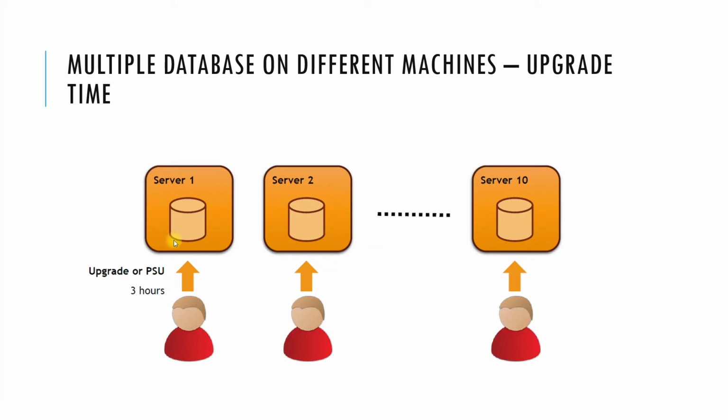Now let's talk about the upgrade time. Again, if we have 10 servers, and each server requires 3 hours of patching or upgrading, it will take around 30 hours of total DBA time. If one DBA is performing the task on one server, then that is 30 hours of DBA time, which is a lot. And it will take a lot of time to upgrade or patch those databases.